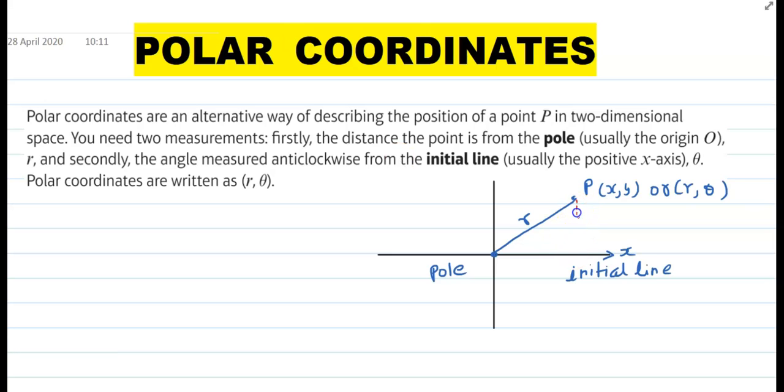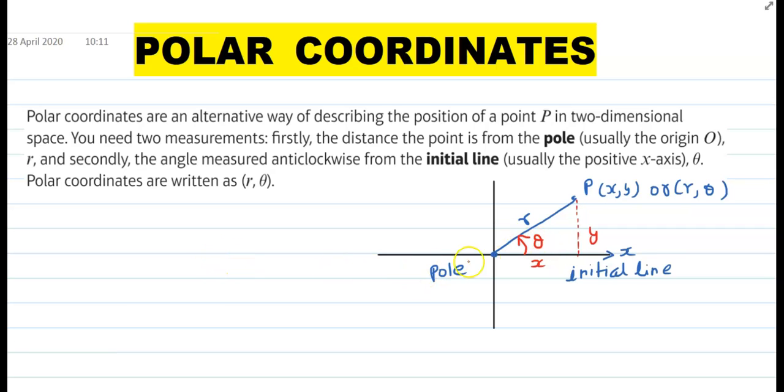So this will be y and this will be x. Let's write down here, this is x and this is y, and the angle made with the positive x-axis, or initial line, is theta. We are always measuring anticlockwise.